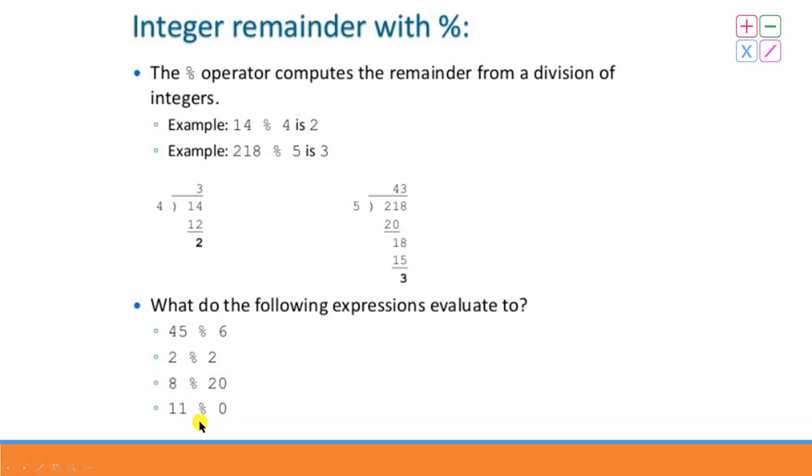And 11 modulo 0 will create an exception, or it will fail, because 0 is not a divisor accepted by the Java language. Same thing, 11 divided by 0 will create an exception or failure.